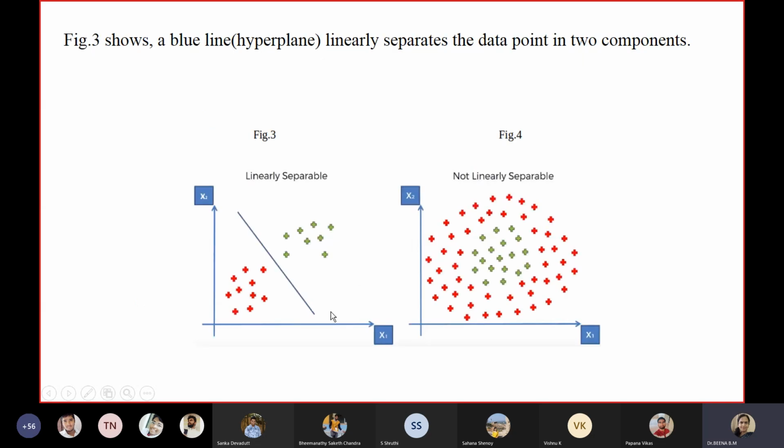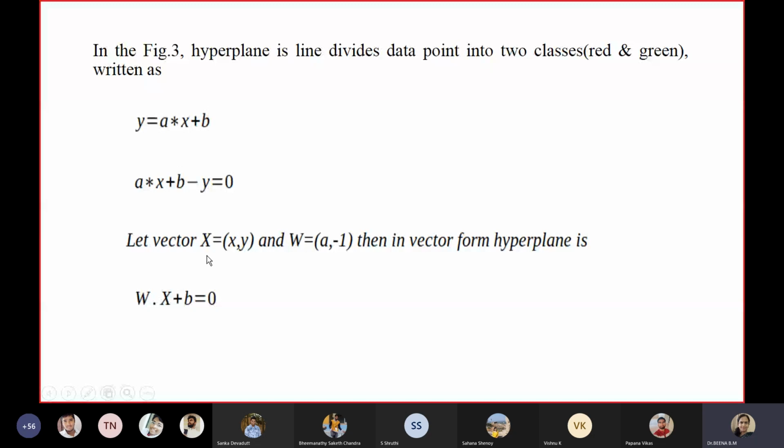So here in the figure we saw a hyperplane is a line. It divides the data into two classes. How is that line represented? Y is equal to ax plus b, right? What is this? It is the equation of a line. It is represented as ax plus b. And what is a here? Slope of the line. Yes, slope of the line.